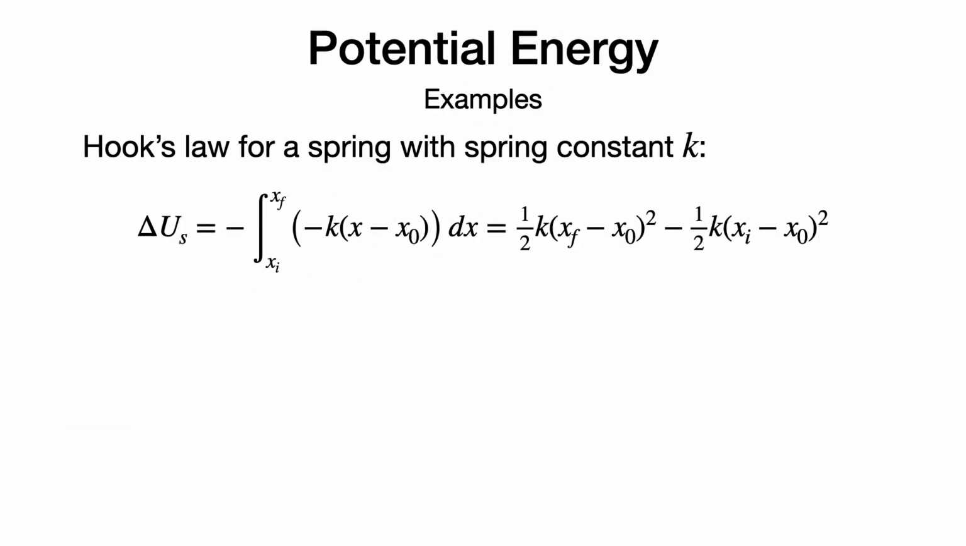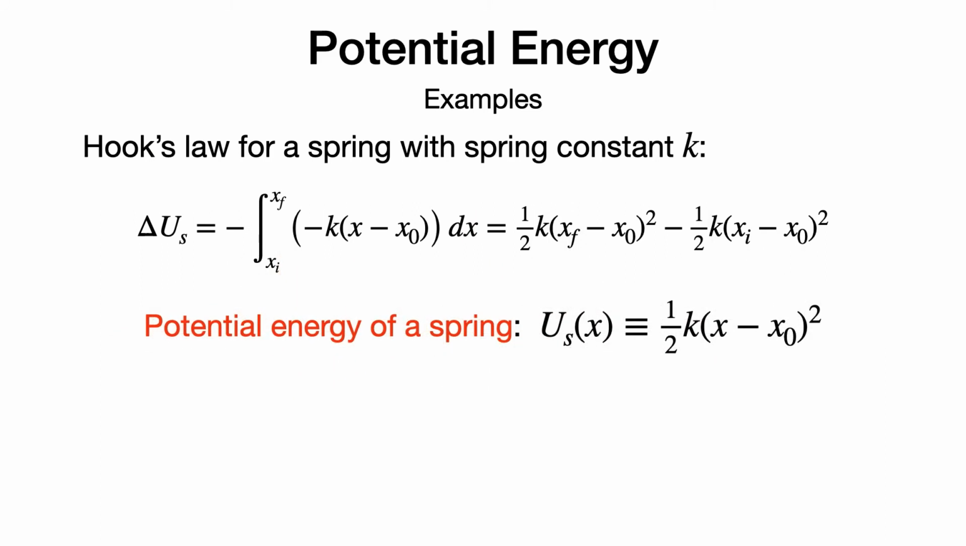Hooke's law for a spring with a spring constant k is also a conservative force, so we can calculate its potential energy. The change in the potential energy for a spring, again, is minus the work done by the spring between its initial and final positions. And if we do the integral, we wind up with 1/2 k (x_final minus x₀) squared minus 1/2 k (x_initial minus x₀) squared, where x₀ is the equilibrium position of the spring. Clearly, we can define the potential energy of a spring as 1/2 k times (x minus x₀) squared.